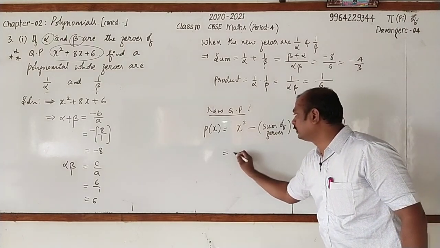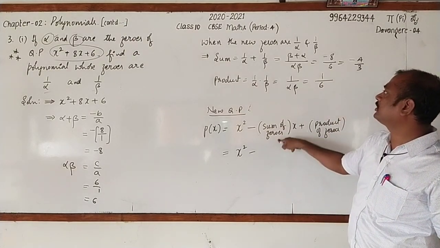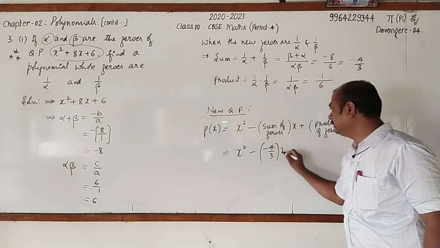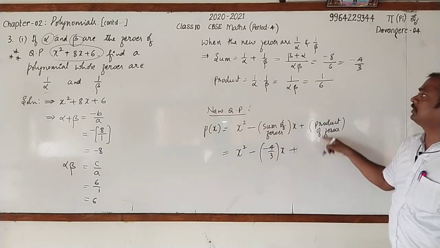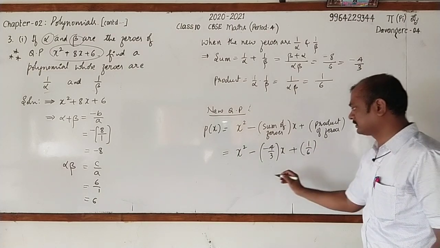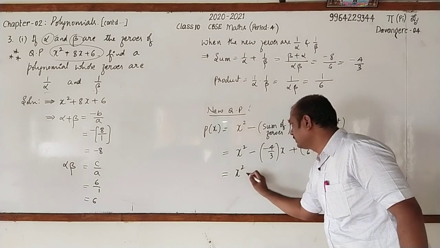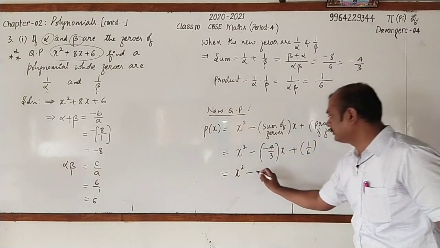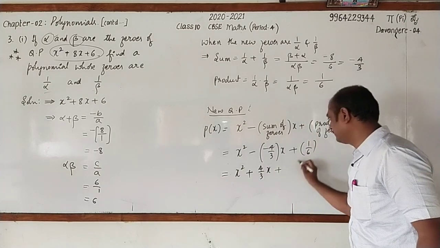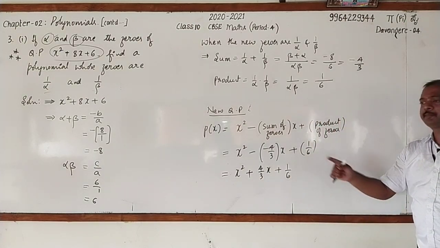It is equal to x square minus, what is sum of new zeros? It is minus 4 by 3 into x plus product of new zeros, it is 1 by 6. This is equal to x square, now minus into minus, plus 4 by 3 into x plus 1 by 6. Dear students, observe that.